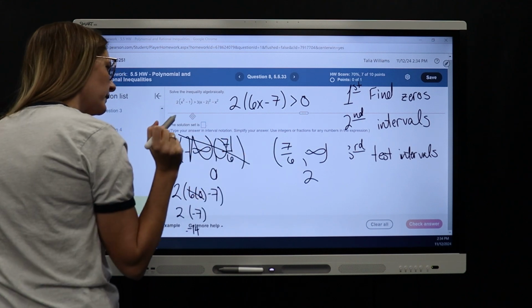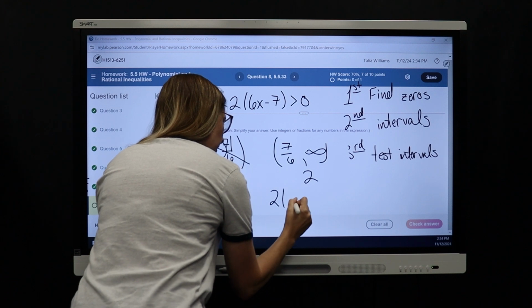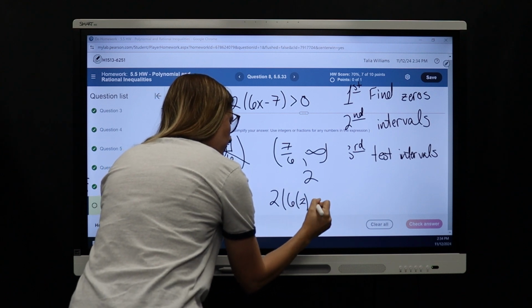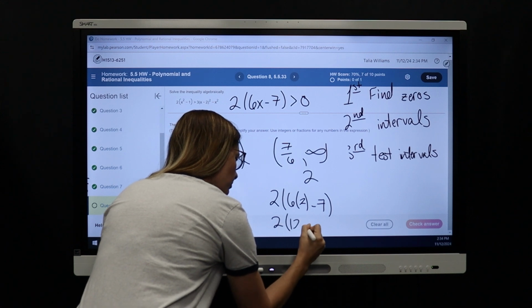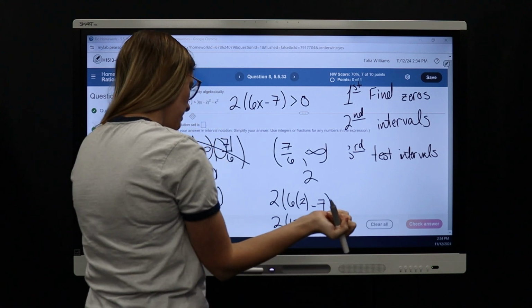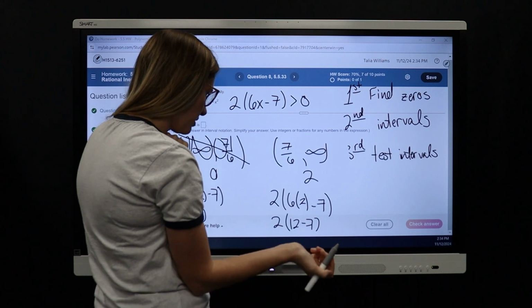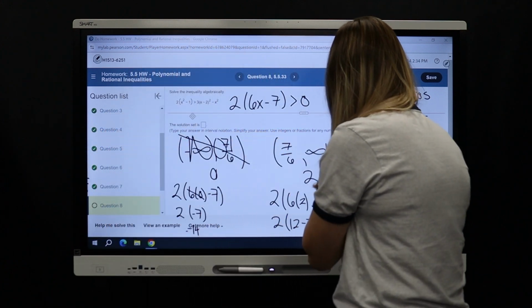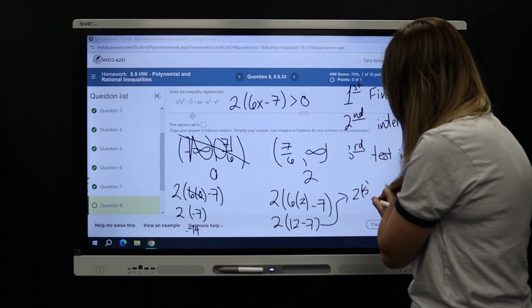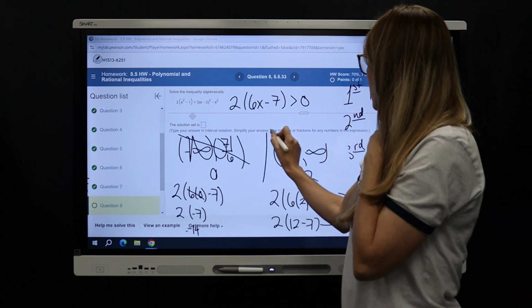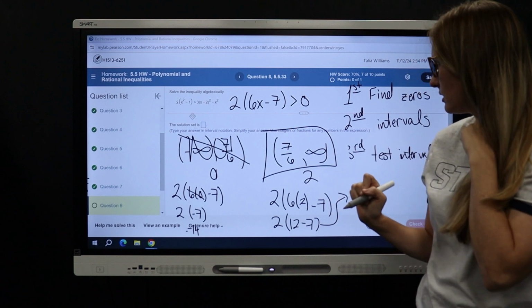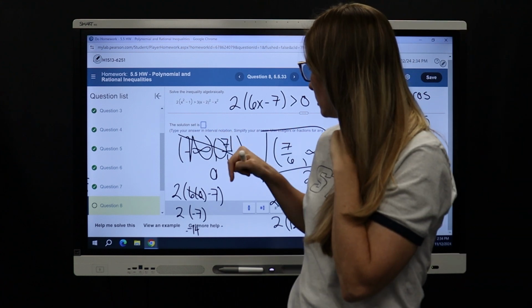No. Then we're going to do 2, and we're going to have 6 times 2, subtract 7. 2 times 12, subtract 7. That's going to be 2 times 5. 2 times 5 is 10. Is 10 greater than 0? Yes. That one is going to be our solution.